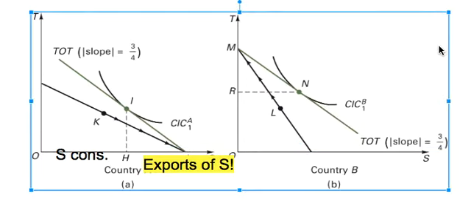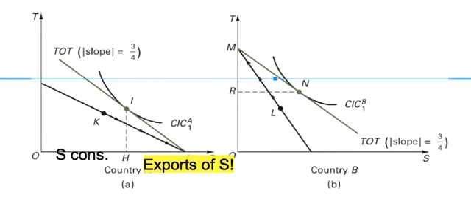Excellent. So now let's take a look at the line IH. Well, we know that country A is producing exactly 0 T. Country A is completely specialized in producing S. However, we still have some consumption of tea. In particular, how much are we consuming? Well, the amount is exactly IH, which will be completely imports from country B into country A.